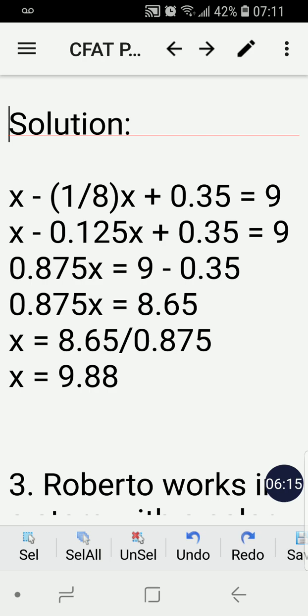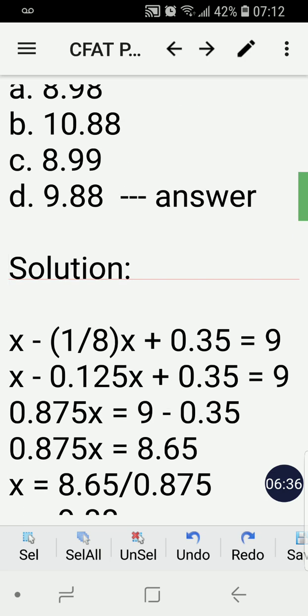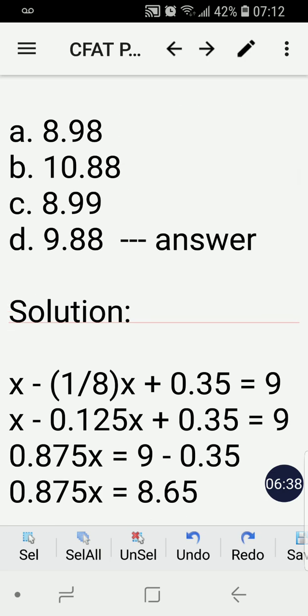And then we got 0.875x is equal to 8.65. We then solve for x by dividing 8.65 by 0.875. We get x is equal to 9.88, which is choice letter D.